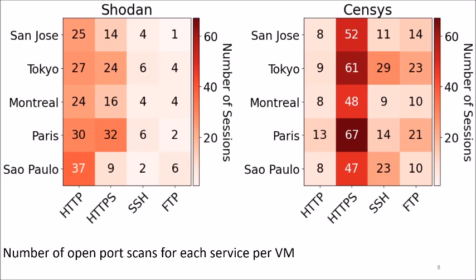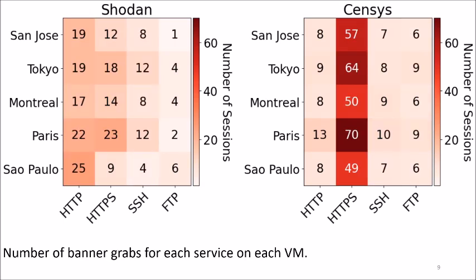This heat map shows the number of open port scans received by each virtual machine. Censys has over 5 times as many scans on HTTPS as HTTP. Censys generated an average of 97 open port scans on each VM, and Shodan half that. This heat map shows the number of banner grabs for each service on each virtual machine. Like the port scans, Censys has a disproportionate number of HTTPS banner grabs.